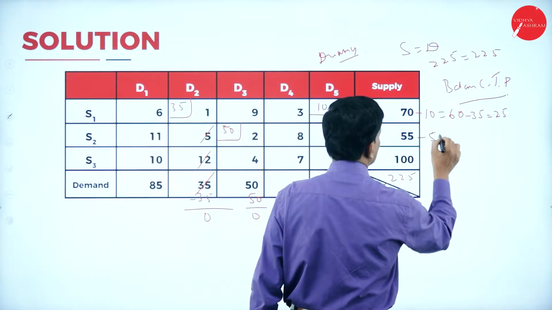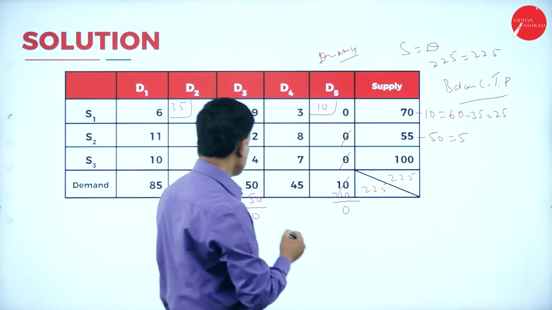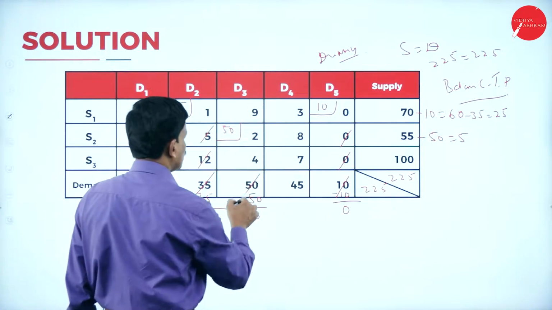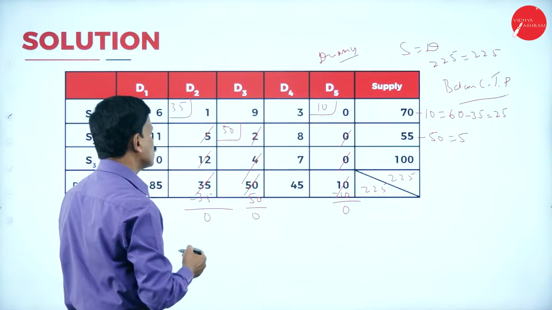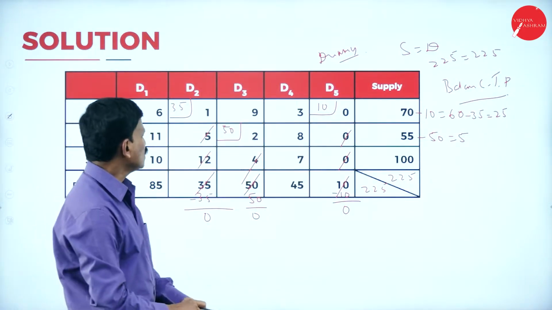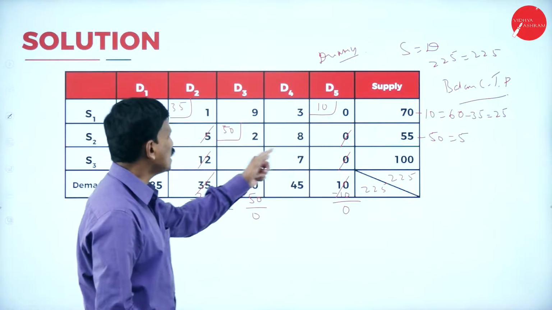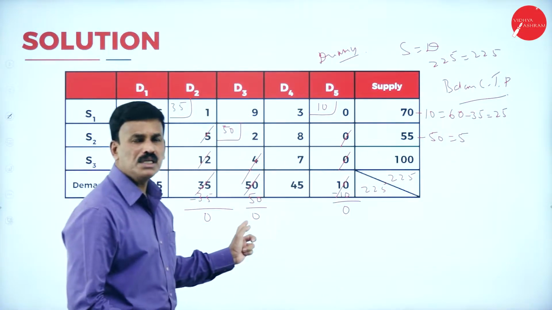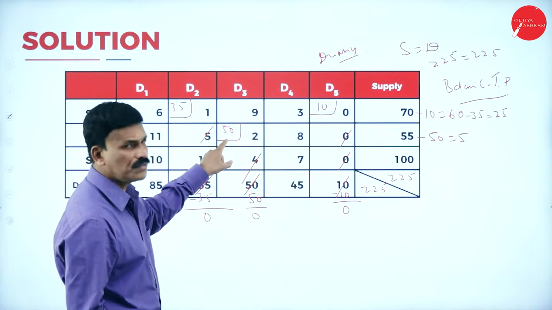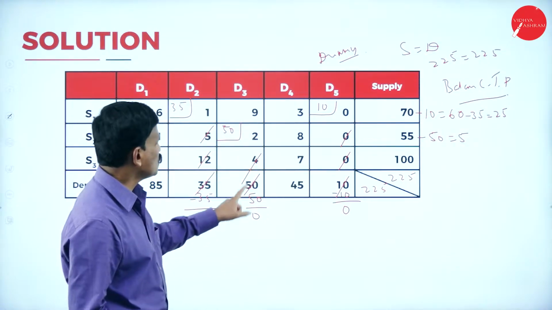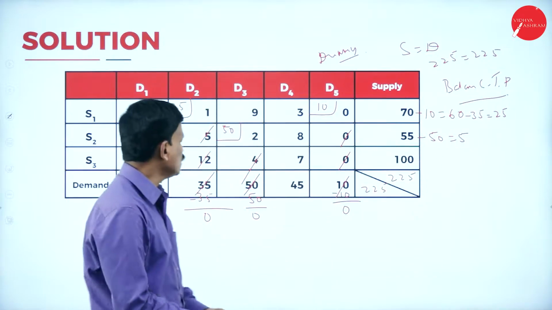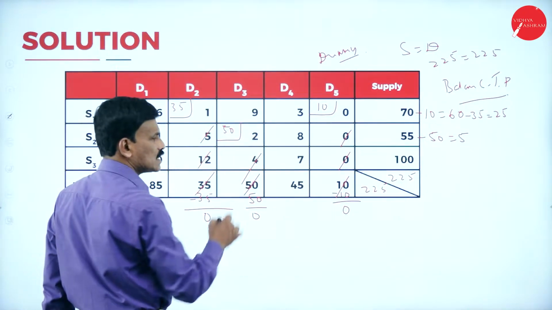If you subtract 50, you will get 5. Once this becomes 0, we can cancel all the elements. So see here, the next least element is 2. For this 2, the demand is 50 and the supply is 55. The minimum value is 50. We can allocate 50 here, and 50 minus 50 is 0. 55 minus 50 is 5. If this becomes 0, we can cancel the elements.